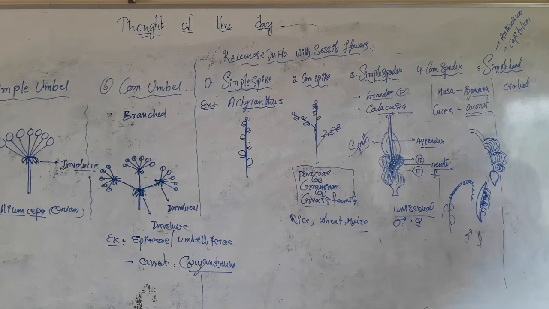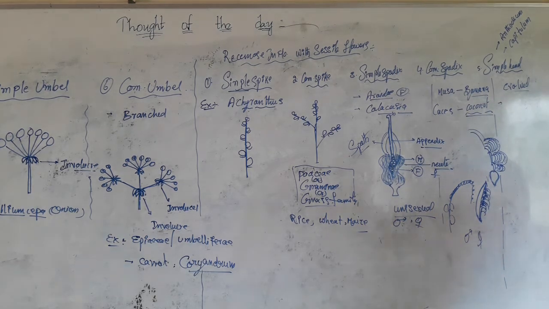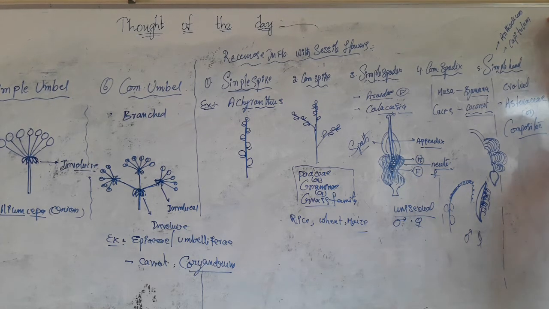Most advanced. At the same time, this is also present in the most advanced family in dicotyledonous plants. That advanced family is called Asteraceae, also called Compositae. This inflorescence is also called simple head, Anthodium and Capitulum.